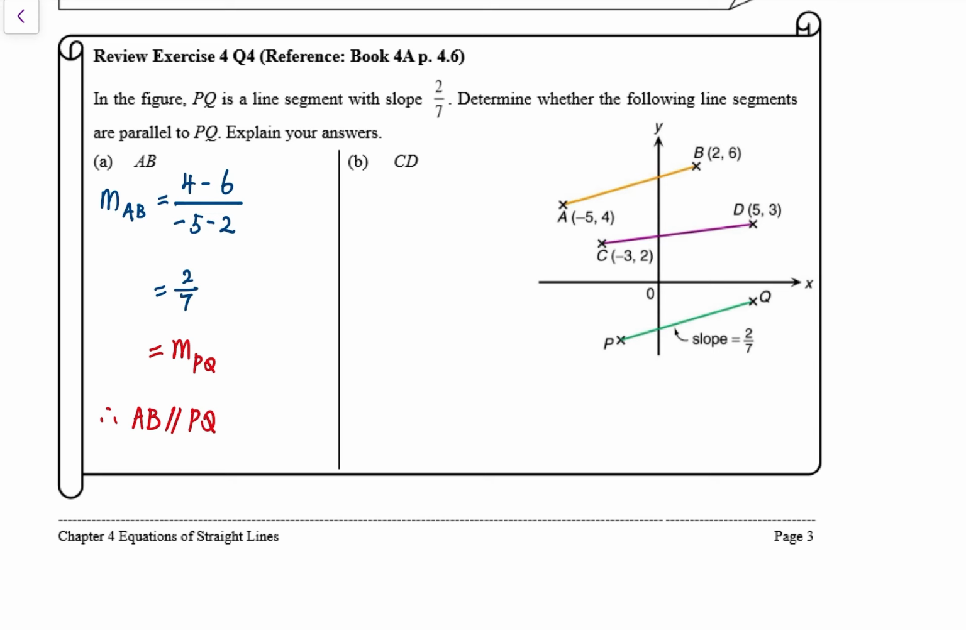Part B. Let's find the slope of CD. Slope of CD is 1/8, which is not equal to the slope of PQ. Therefore, CD is not parallel to PQ.